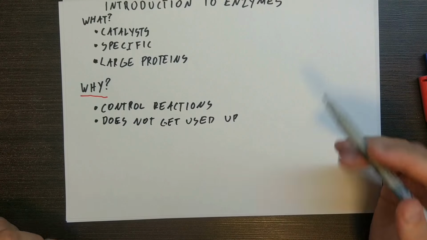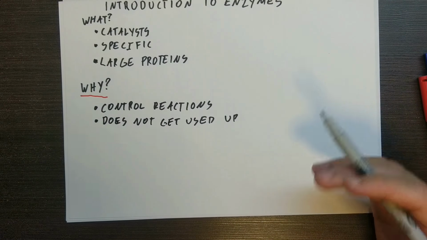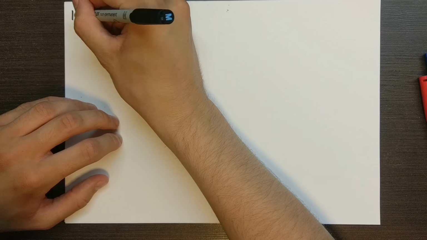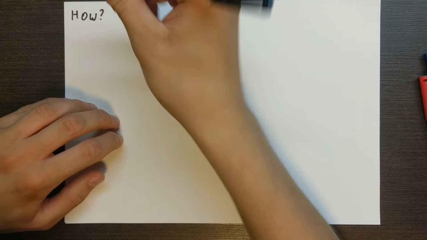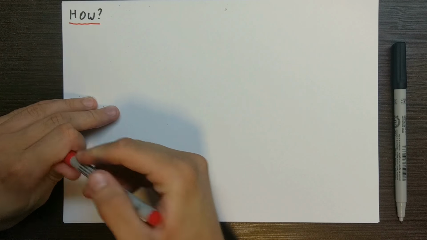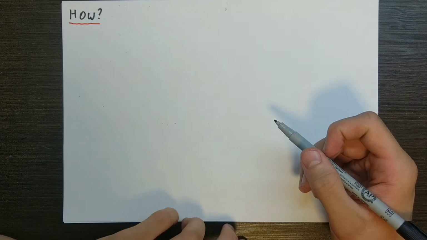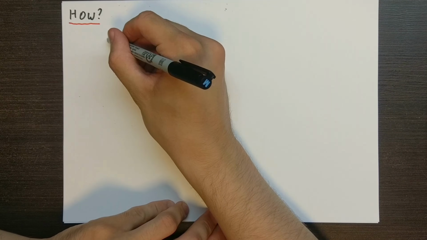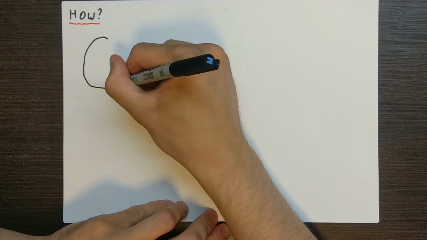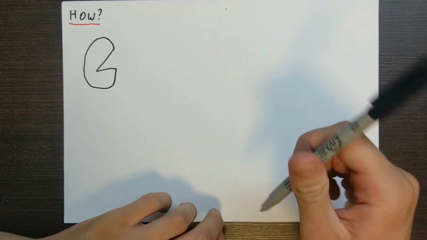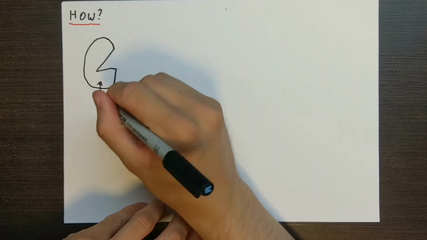So now we can move on to how the enzymes actually work. What do they do? So I'm going to put down here how. Okay, so an enzyme, as we talked, is essentially a large protein, something like this. A large protein. Here is our enzyme.